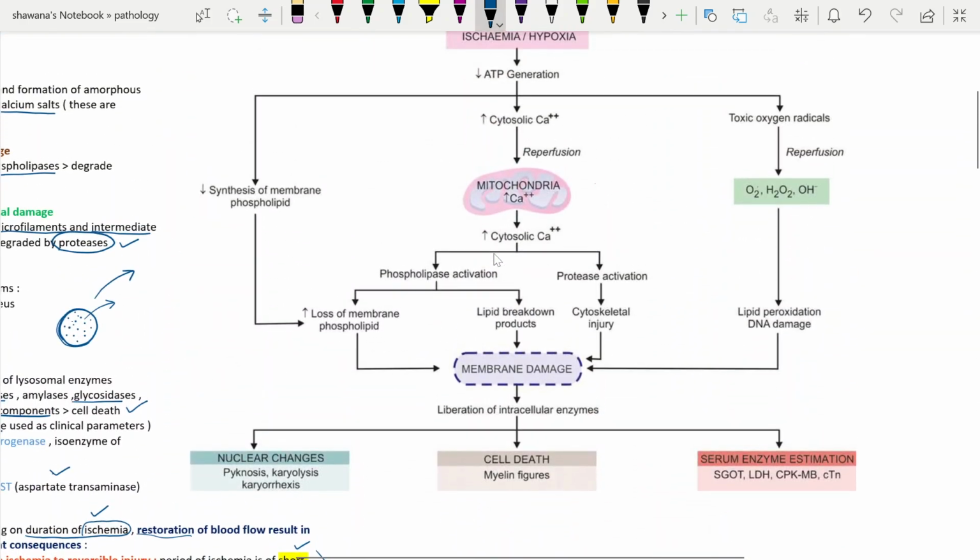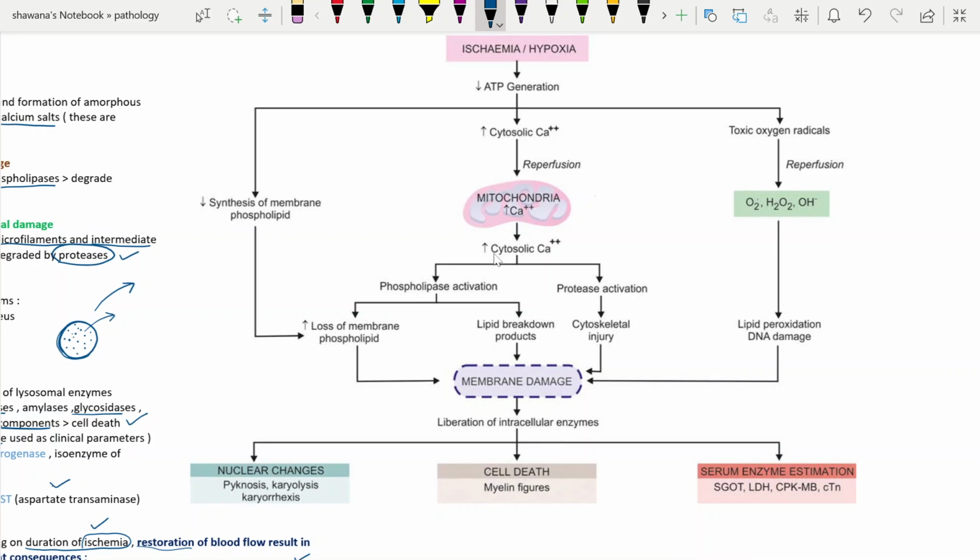The last thing is this schematic diagram. First is the ischemia. This is for the injuries. Ischemia results in hypoxia. ATP is decreased. The production of ATP is reduced. Cytosolic calcium accumulates because the calcium pumps are not working, and it accumulates in the mitochondria. They cause phospholipase, endonuclease, and protease activation, and they cause cytoskeletal injury, lipid breakdown, and membrane damage.